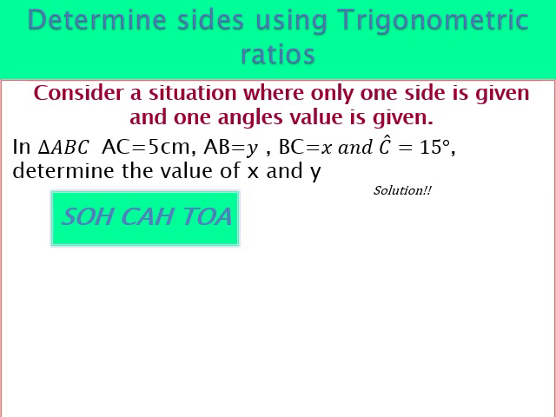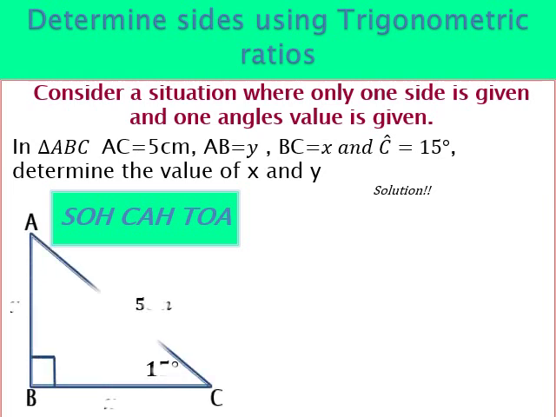Now in triangle ABC, AC is equal to 5 centimeters, AB is equal to y, BC is equal to x, and angle C is equal to 15 degrees. Then determine the values of x and y. As I already said, you have to remember SOHCAHTOA because it will be easy for you to remember. This is a summary of all the trigonometric functions, because everywhere you go, this is what you need to know. That forms the basis of trigonometry. If you're lost there, then everything that we're going to be discussing, you'll always be lost. Okay, let's look at the triangle.